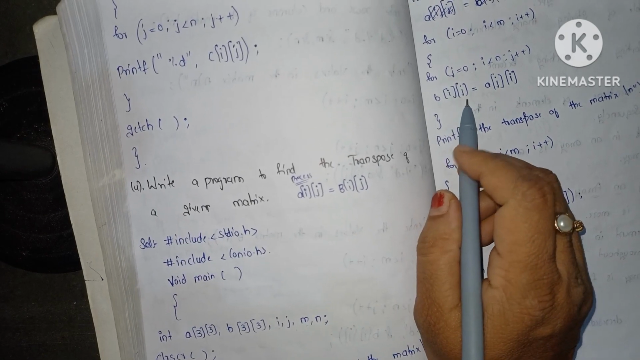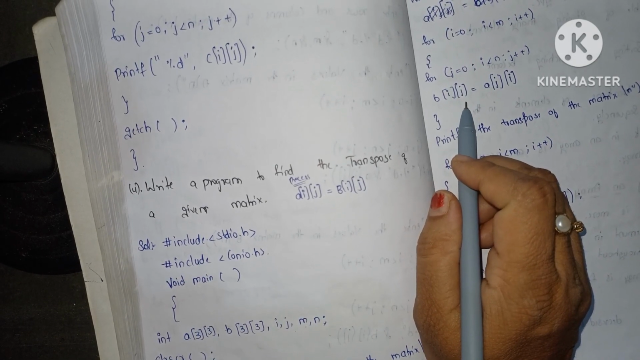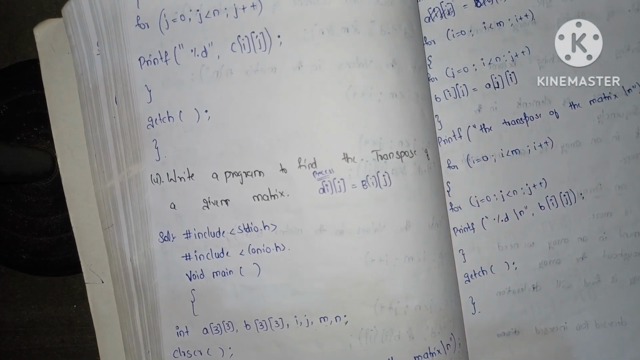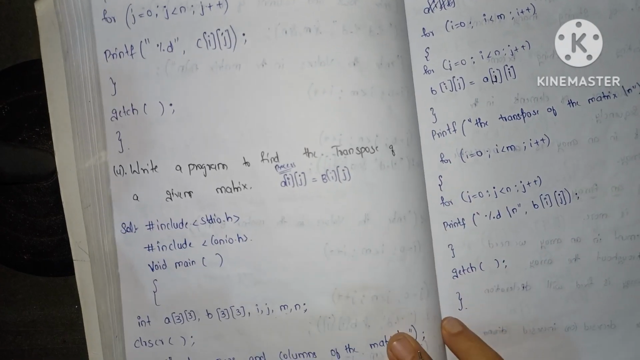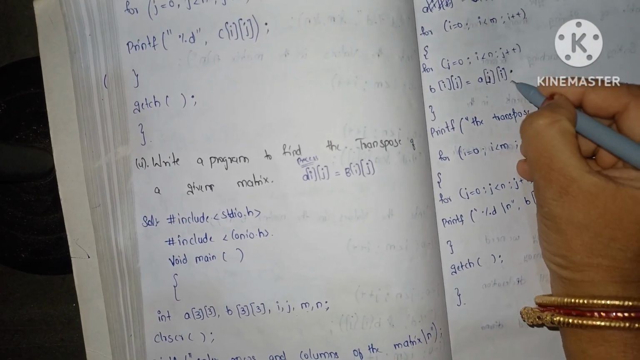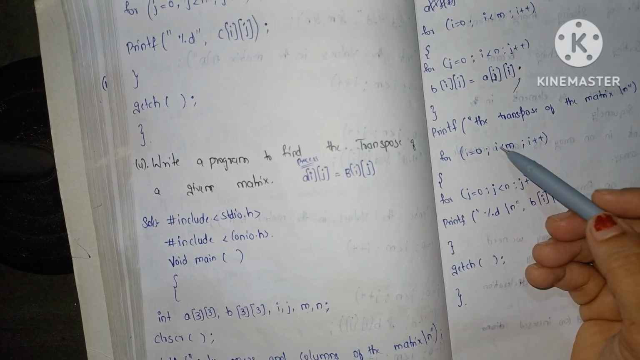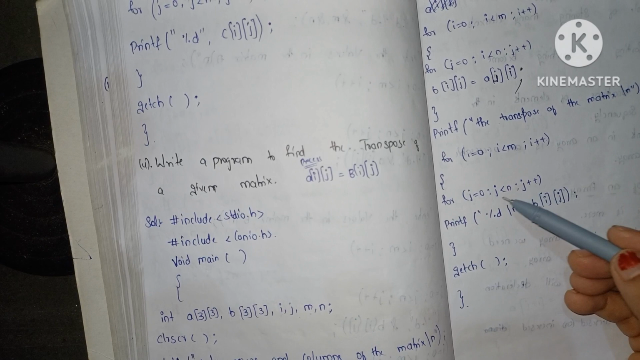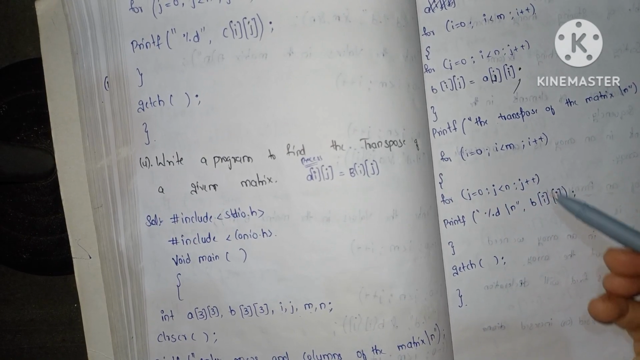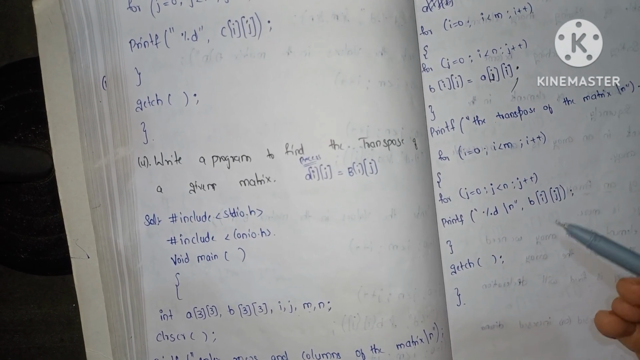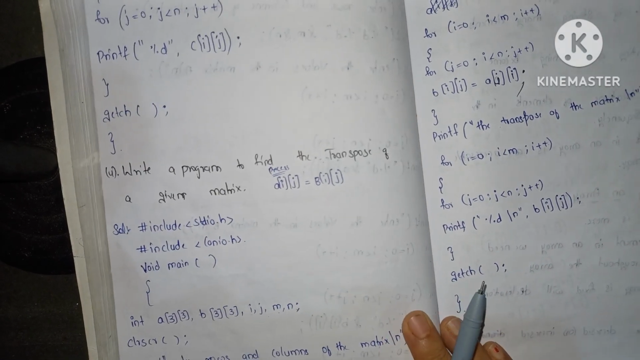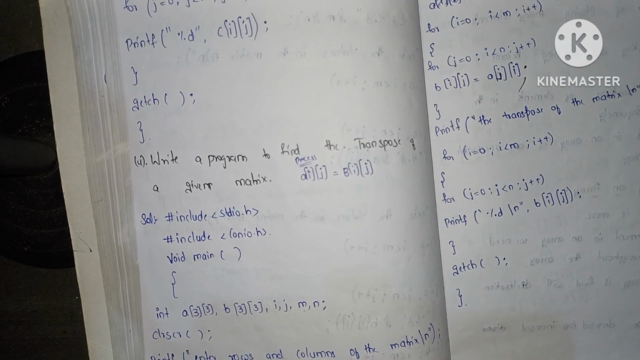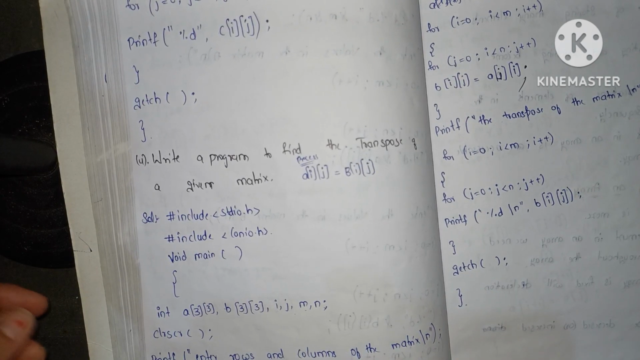Here this is the logic. You want to calculate B, the resultant matrix is B. B of ij equals A of ji. This is the logic of the transpose of a matrix. After converting to the transpose, we just print the values. Print the transpose of a matrix: for i equal to 0, i less than m, i plus plus, j equal to 0, j less than n, j plus plus, printf B of ij. So these are the example programs for double dimensional matrices: sum of two matrices, subtraction of two matrices and transpose of a matrix.